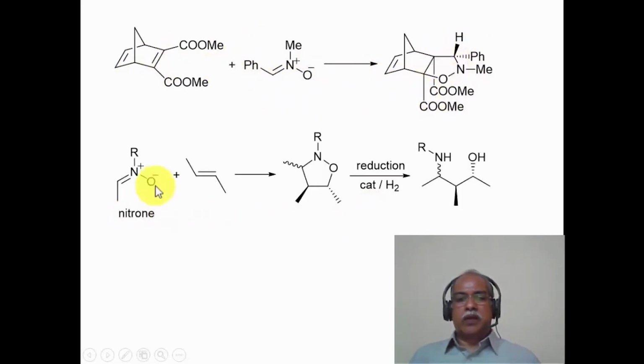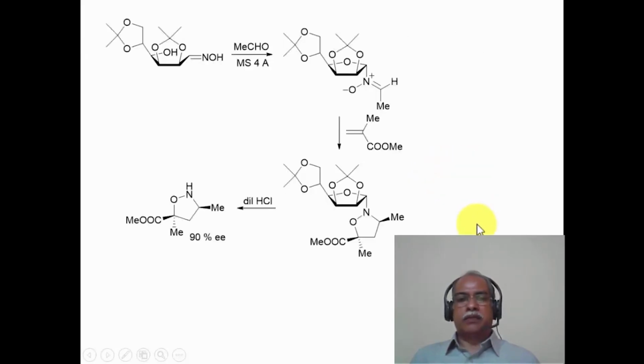Now the nitrone cycloaddition reaction produces an isoxazolidine, and the isoxazolidine can be made to undergo reductive cleavage of the carbon oxygen nitrogen bond to produce a beta amino alcohol of this type. So other than forming heterocyclic rings, they can also be used to form stereoselectively the beta amino alcohol derivatives of this kind in organic synthesis.